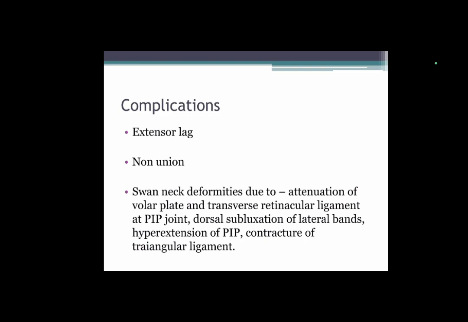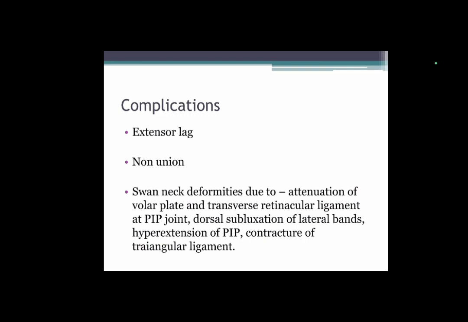If mallet finger is not treated properly, or if the patient does not follow the treatment protocol, several complications may occur. The most common complication is a persistent extension lag, where the patient cannot fully straighten the fingertip. Some patients may develop a permanent mallet deformity or stiffness of the DIP joint.